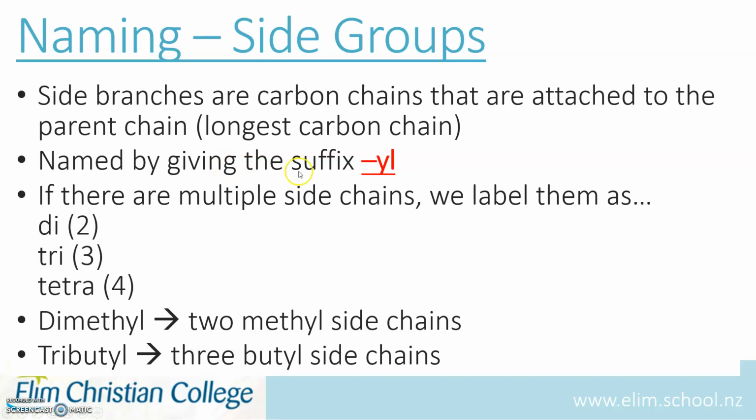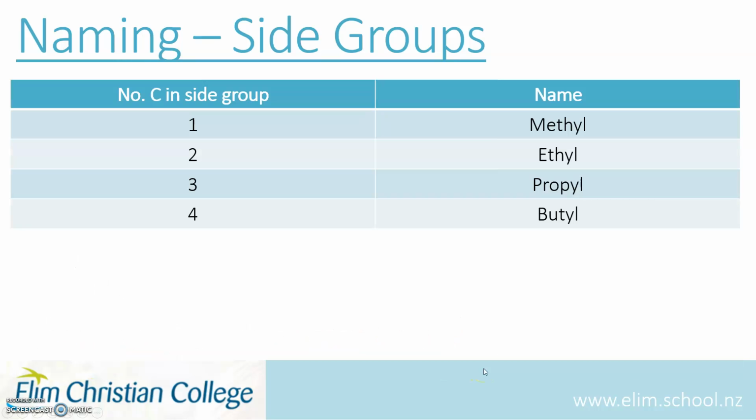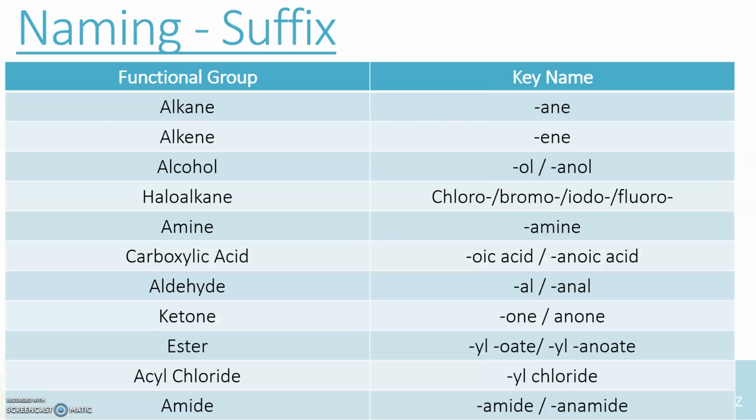We name them by the suffix "-yl", so methyl, ethyl, propyl, butyl, and so on. If there is more than one side chain, we can label them as di, tri, or tetra. So for example, dimethyl means 2 methyl side chains, tributyl, 3 butyl side chains, and so on. Yep, so there are the first 4. That's probably all you need to know.